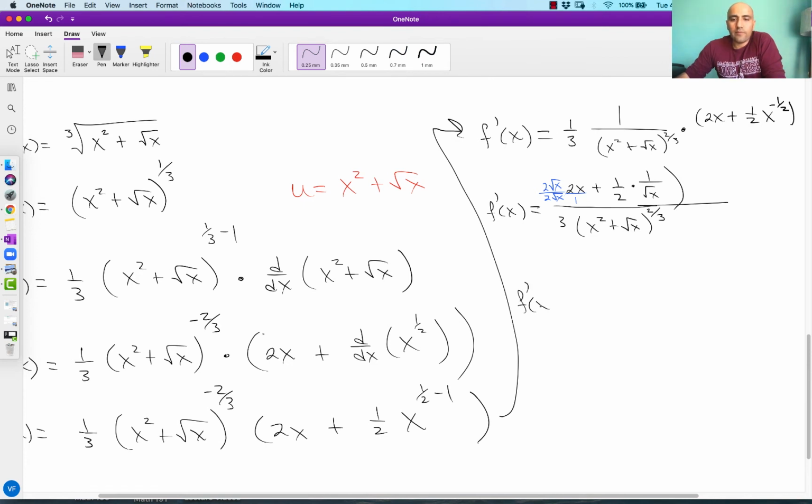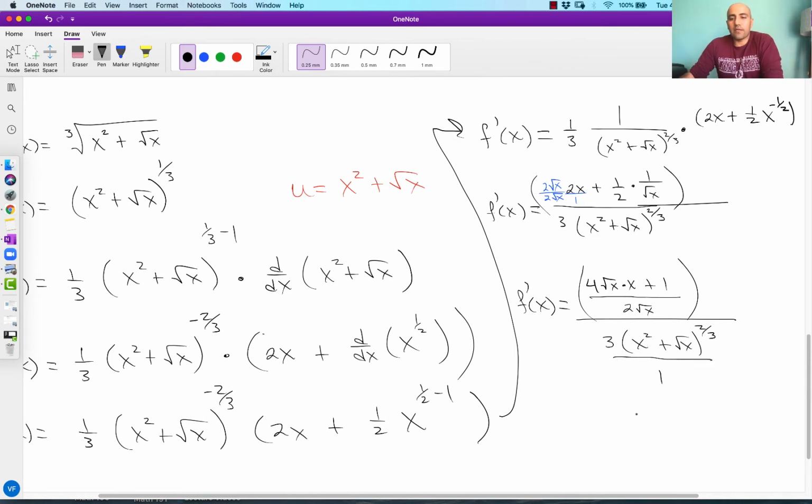So this would be f prime of x is equal to 4, and then it would be root x times (x plus 1), and then all of that is divided by 2 root x, and then all of that is divided by 3 times (x squared plus root x) raised to the power of 2/3. So one method to deal with this is to deal with the numerator, turn it into one fraction, and now we can multiply the numerator times the reciprocal of the denominator.